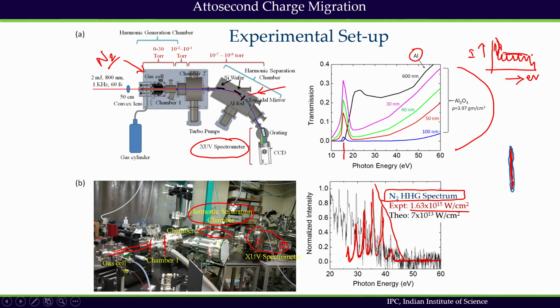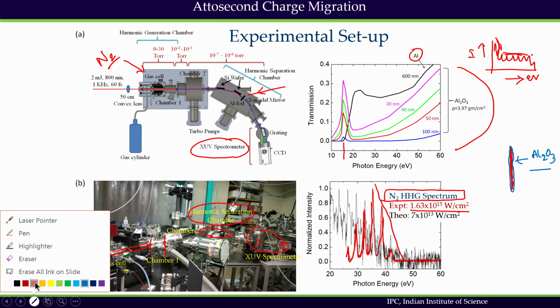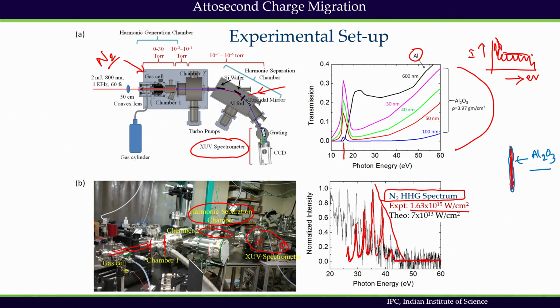So this blue color one is Al2O3, the oxide of aluminum, and the inner material is still aluminum. So we have to understand the transmission characteristic of the alumina Al2O3 film as well, but unfortunately we do not know the typical thickness of that Al2O3 film on that filter.